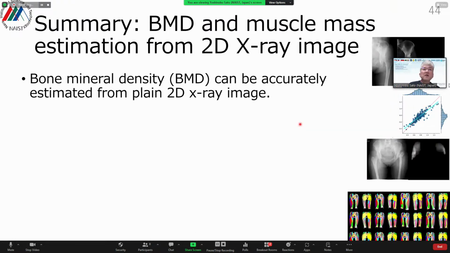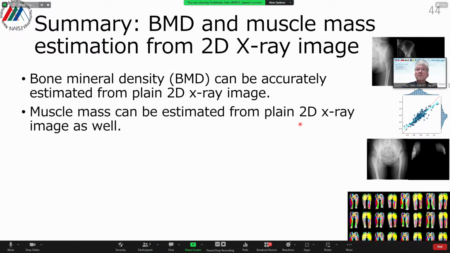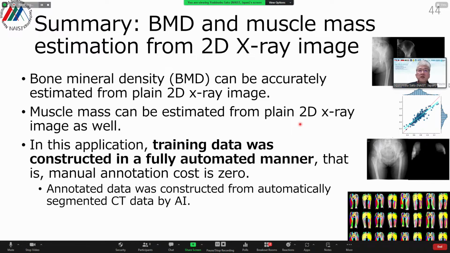So in summary, bone mineral density can be accurately estimated from plain X-ray images. Muscle mass can be estimated from plain X-ray images as well. In this application, training data was constructed in a fully automated manner. That is, manual annotation cost is zero. Annotated data was constructed from CT data automatically segmented by AI.